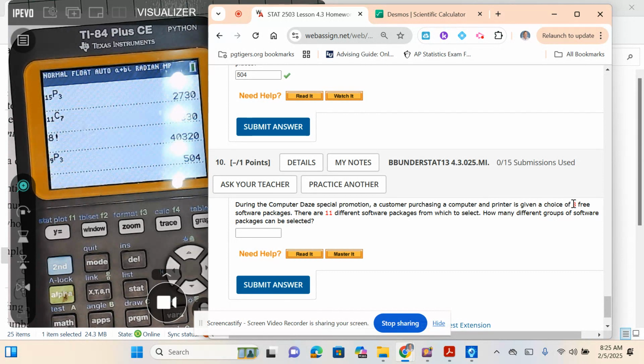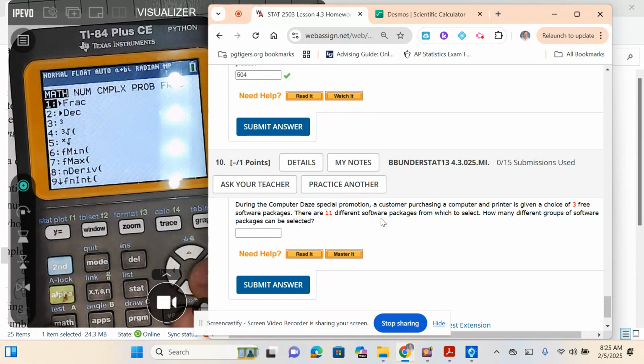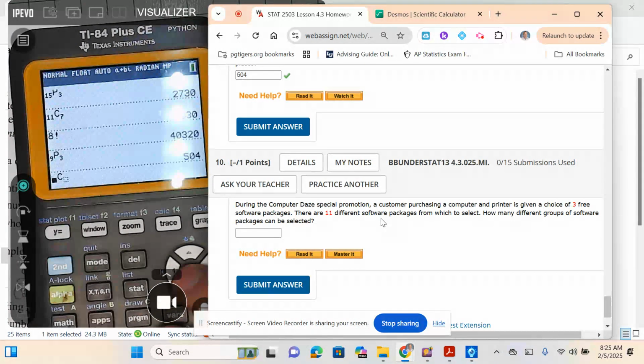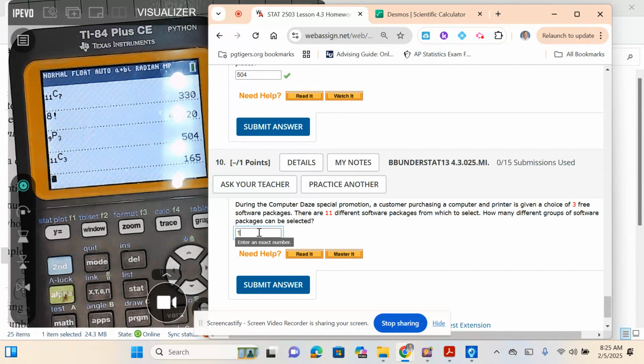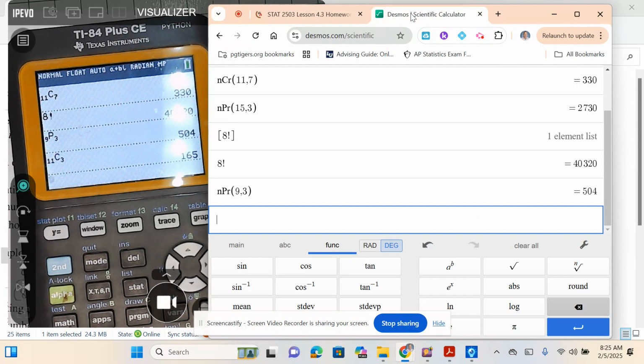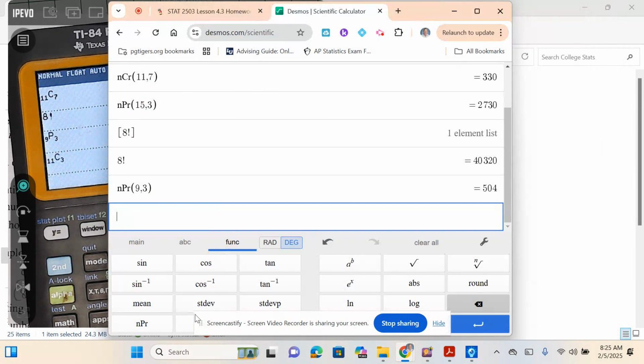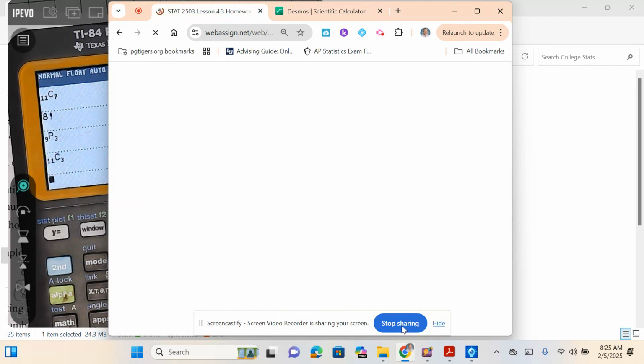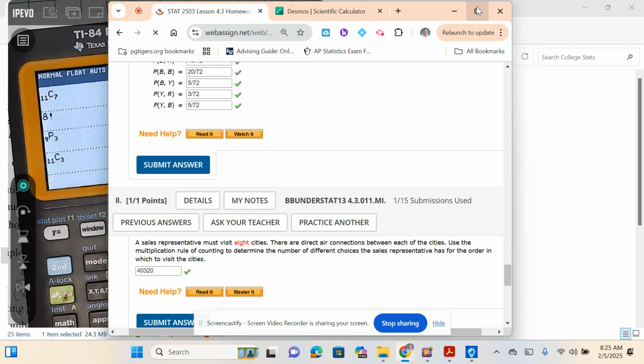So think, I'm selecting a few from a whole, so 3 out of 11. Is there a difference between the 3 software packages? No, so does order matter here? Order does not matter. Combination, good job. A combination. So 165. Said you could do that here. NCR 11, 3. All right. It's taking a while to load. There you go.